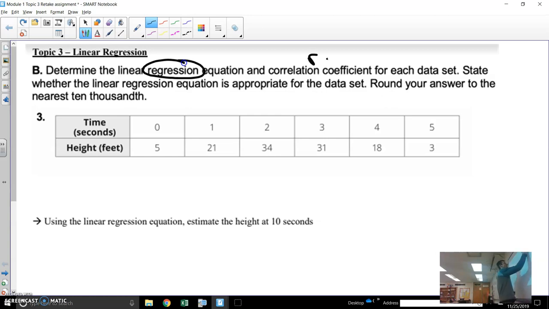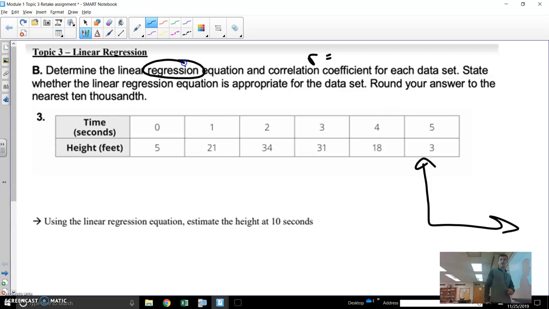Correlation coefficient, that is a value that describes how close the points are to the equation that you came up with. And then state whether you think it's appropriate that you wrote a linear equation based on the data set. And then let's round our answers to the nearest 10,000th. So here's the general idea.